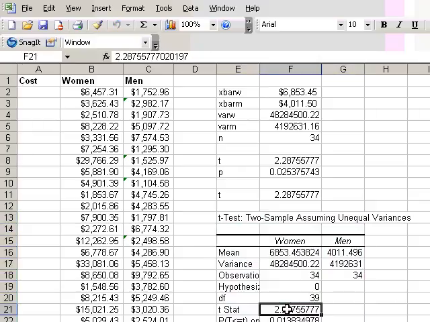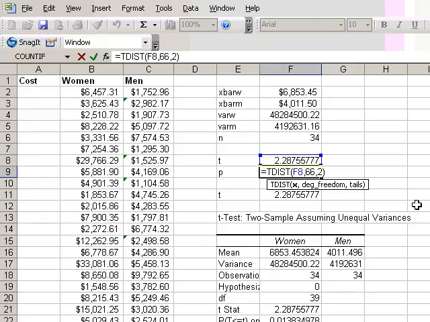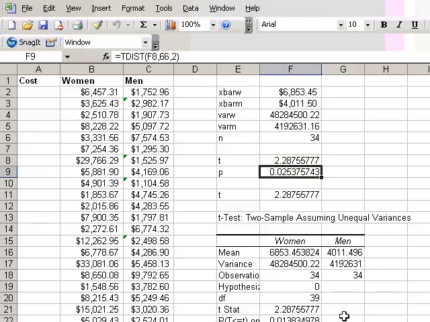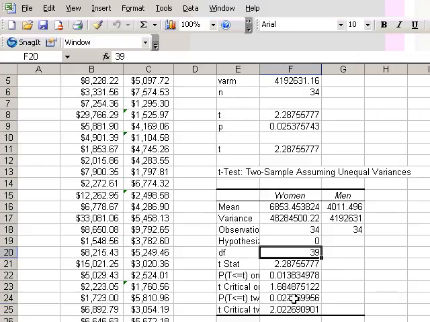and you can see that the t-statistics are exactly the same, but an important difference is this 39 degrees of freedom. In this case, we said there were 66 degrees of freedom, but Excel has decided that because of the unequal variance, there are actually only 39 degrees of freedom. And what does this do to probabilities? It doesn't change them very much. This is the two-tailed probability. But it does change them slightly.